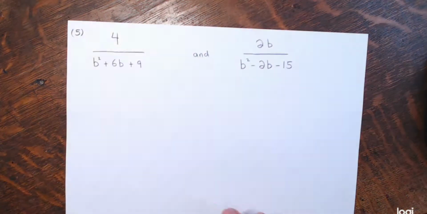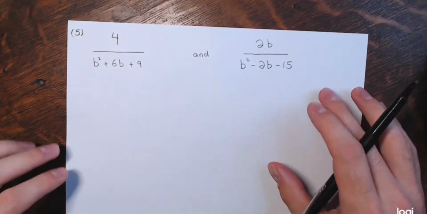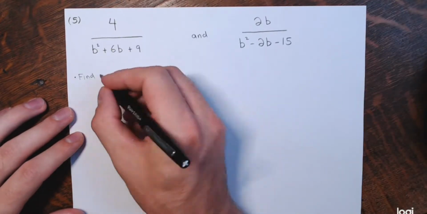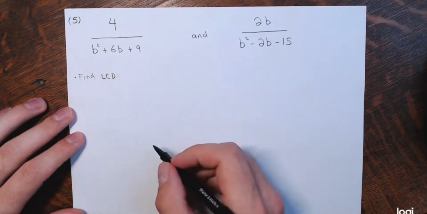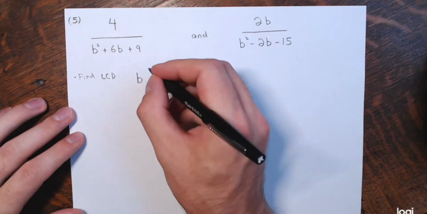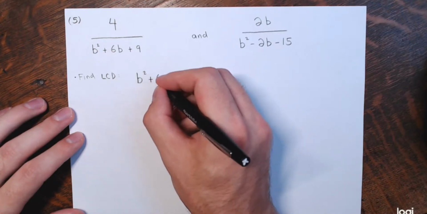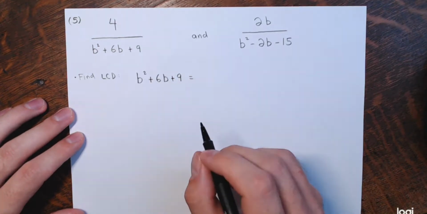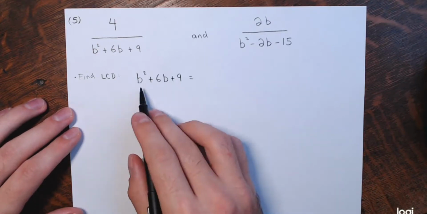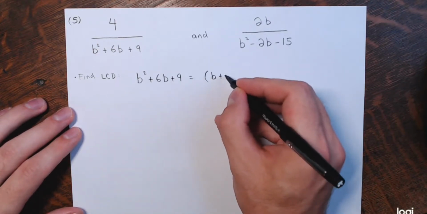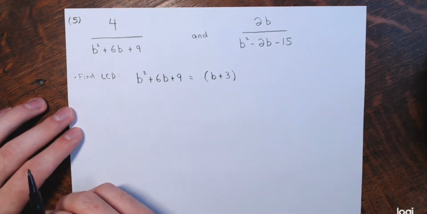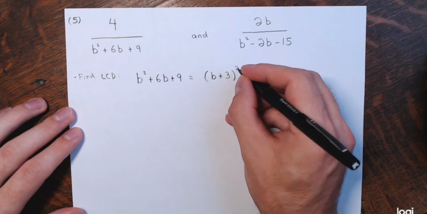So example 5, same instructions, and I'm going through the same procedure. So first let's find the LCD, the least common denominator. So I take each denominator. First denominator, b squared plus 6b plus 9. Now remember, don't write the same factor twice. You're going to use powers. This is b plus 3 times b plus 3 again. But you shouldn't write the same factor twice in the same factorization. So this is b plus 3 to the second power.